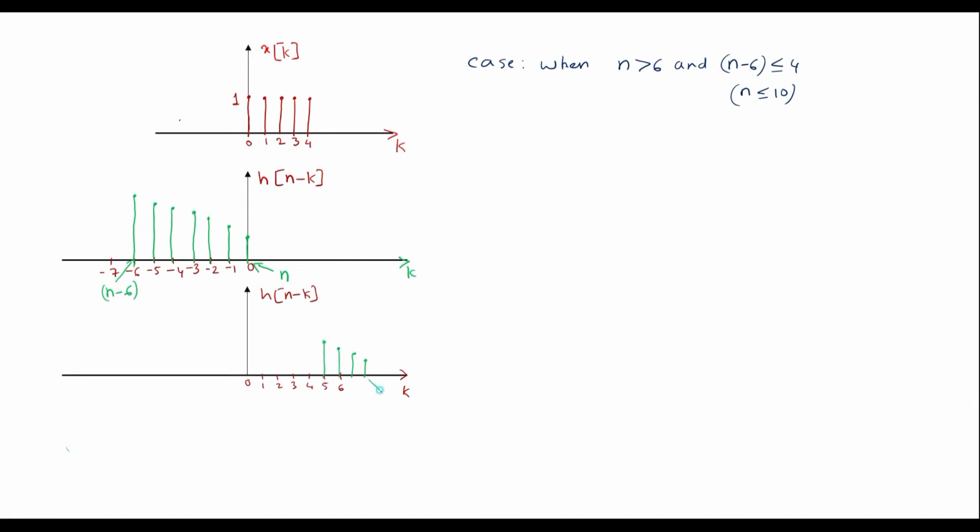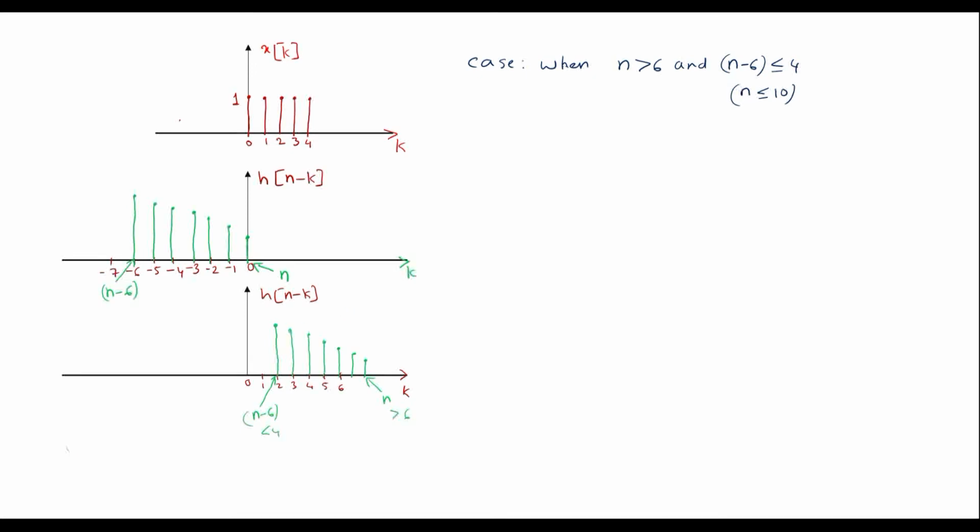That is, this is n. This is n minus 1 sample, n minus 2 sample, n minus 3 sample. This is n minus 4 sample. This is n minus 5 sample and this is n minus 6 sample. So this is my n minus 6 sample. Here we can observe that n is greater than 6 and n minus 6 is less than 4.